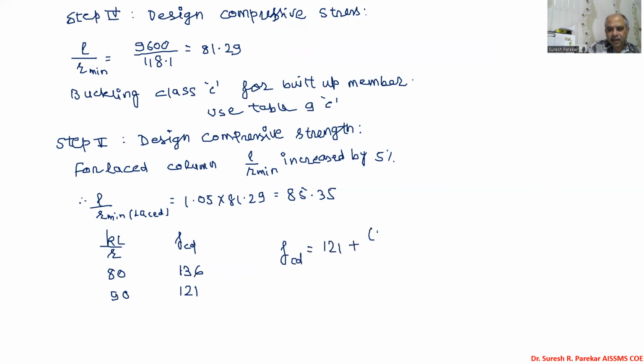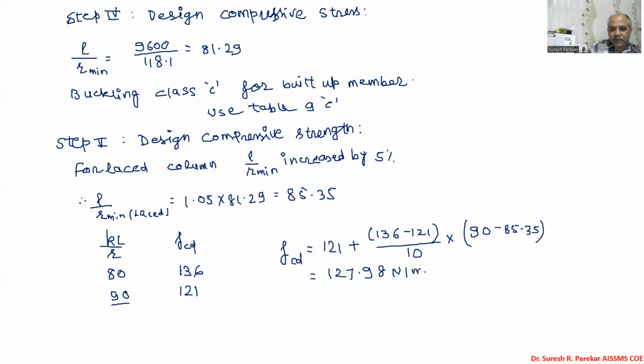And therefore, we will get FCD equal to 121 plus 136 minus 121 divided by 10 multiply by 90 minus 85.35. From this we will get the value of FCD, that is 127.98. We have assumed 120, so it is good for our assumption.